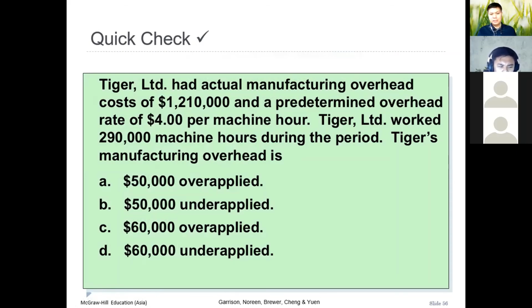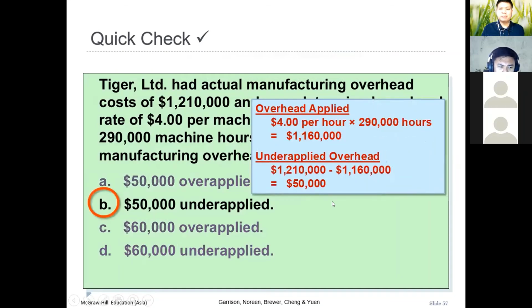A. Guys, A or B? B. B po. So, tignan na lang natin kung sinong tama sa inyo. Okay, and the answer is B, under-applied. Ayan. Tignan natin. So overhead applied, that's 4 times 290,000, that's 1,160,000. Pero ang actual mo ay 1,210,000. So, nagkaroon ka ng under-applied overhead. Konting ano lang yun, no? Okay.